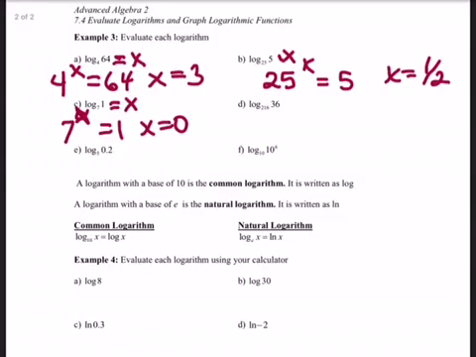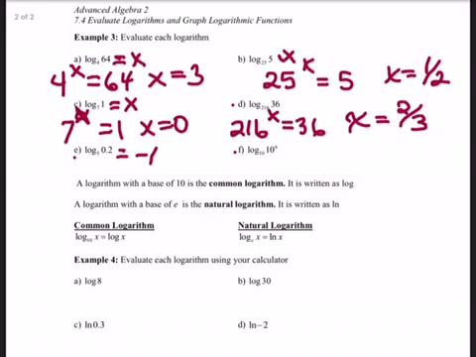So I want us to use our calculator for the next 3, just for the practice. If I rewrote it in exponent form, it would be this. And off the top of my head, I don't know that answer. But if I type it into my calculator, I got out 2/3. Okay, if I type this one into my calculator, I got out -1. And if I type this one into my calculator, I get out 6.